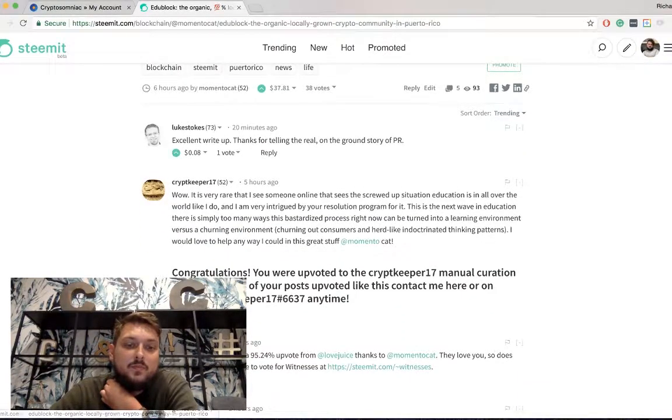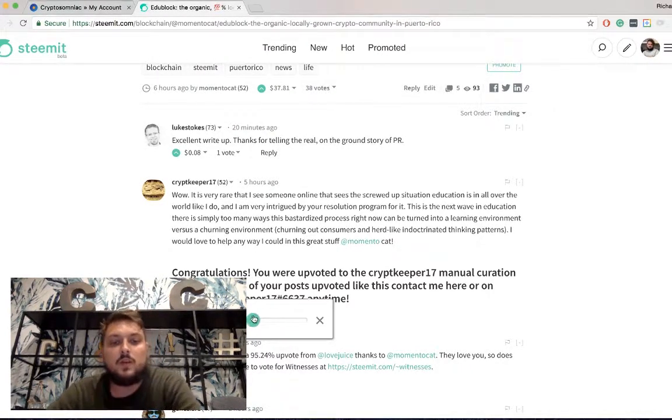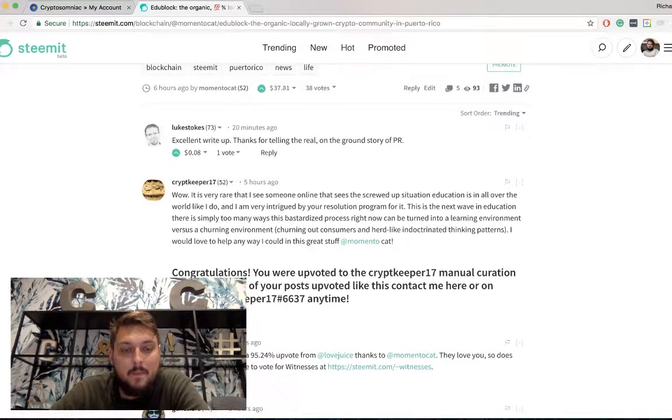Now if I want to upvote somebody, I have this scroll. With this scroll, I can choose how much Steem power, right, I want to delegate towards CryptKeeper. I want 100%.